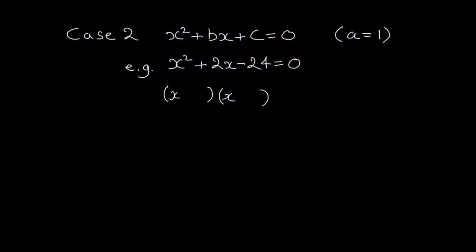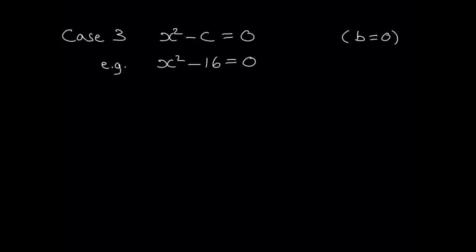So factors of negative 24, which add up to 2, well, of course, that's going to be 6 and negative 4. So we can write this as x plus 6 and x minus 4. Setting the brackets equal to 0, we can now write down the solutions. x is equal to negative 6, or x is equal to 4.